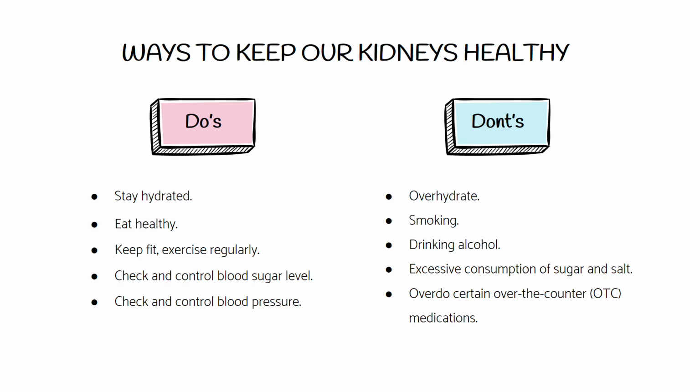For the don'ts, first, we must never be overhydrated. Excessive water intake could decrease sodium in our blood to dangerously low levels and can cause damage to the kidneys. Next, we should never smoke. Smoking can damage blood vessels, which will decrease the flow of blood into the kidneys. Thirdly, we should never drink alcohol. Alcohol often can dehydrate you, which can keep our kidneys from working well and cause other conditions that put more stress on our kidneys.